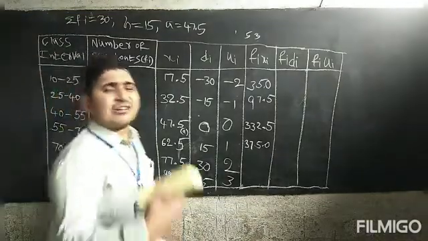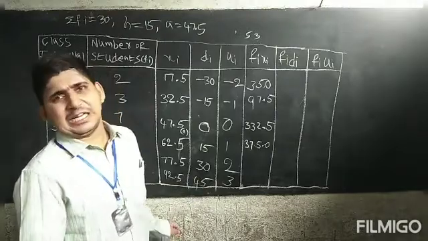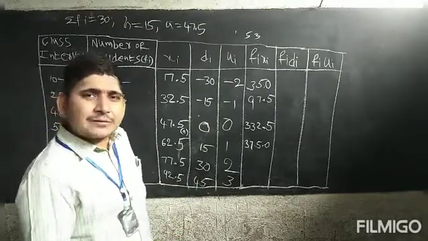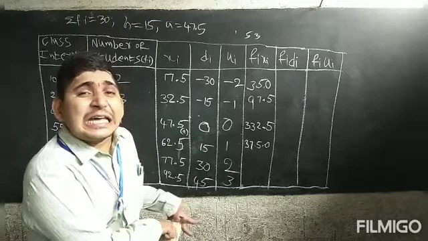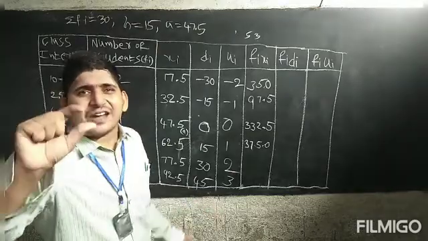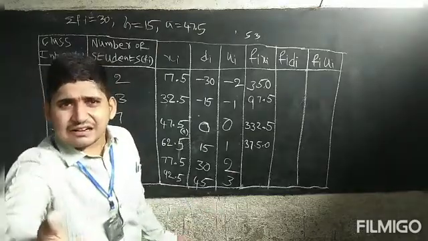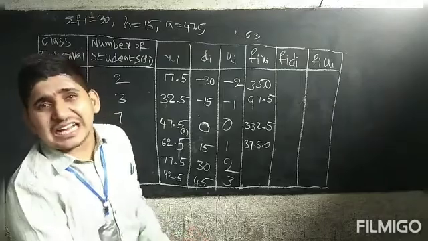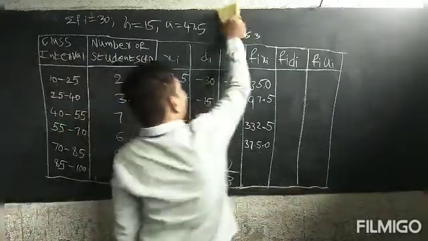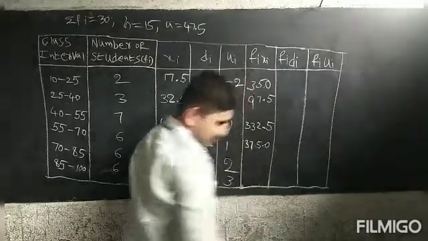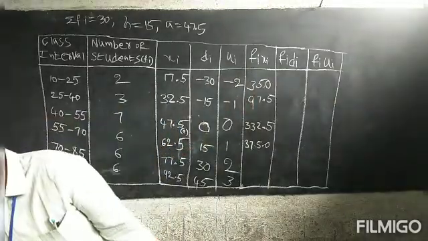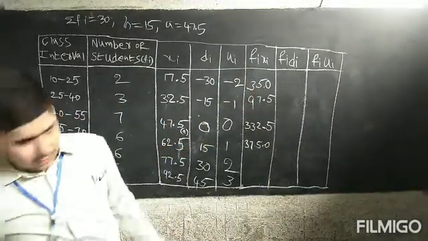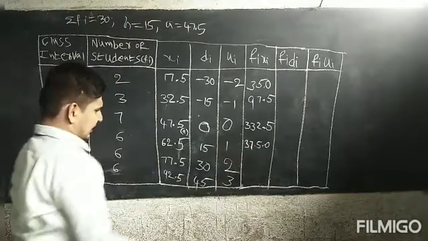That's why we have to use the substitution method so that we can get very small values. Small values will come, so the calculation will be easy. Okay, now next, 371.